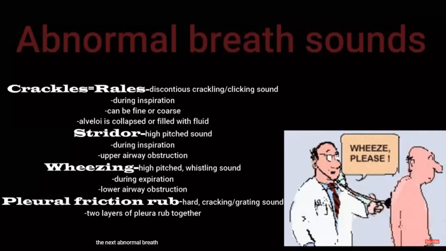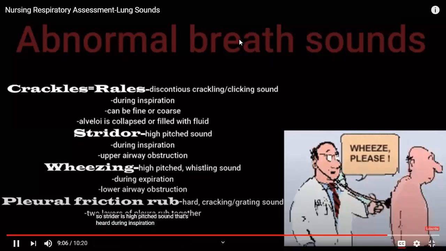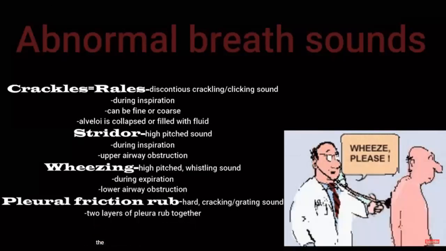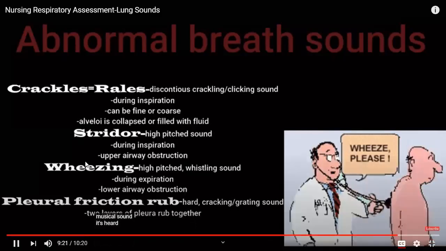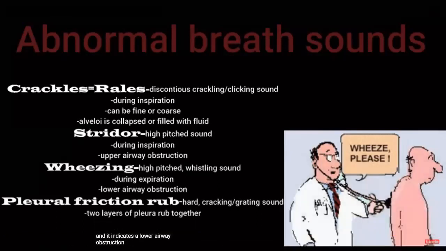The next abnormal breath sound is stridor. Stridor is a high-pitched sound that's heard during inspiration. It indicates an upper airway obstruction. The next one is wheezing. Wheezing is also high-pitched, but it's like a whistling, musical sound. It's heard during expiration, and it indicates a lower airway obstruction.